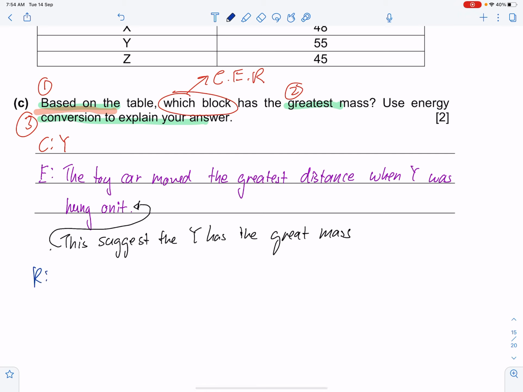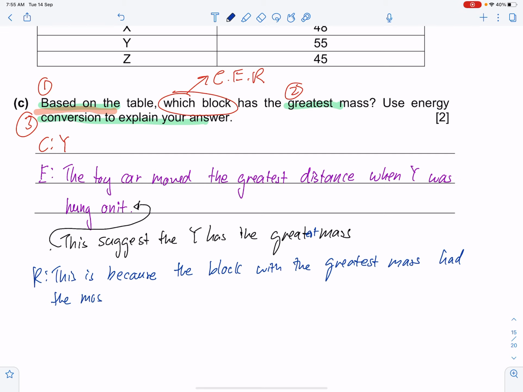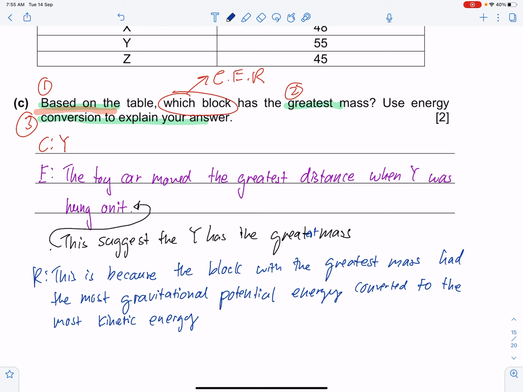And then after that, your reason would simply be: this is because the block with the greatest mass had the most gravitational potential energy converted to the most kinetic energy of the falling weight and the wheel.